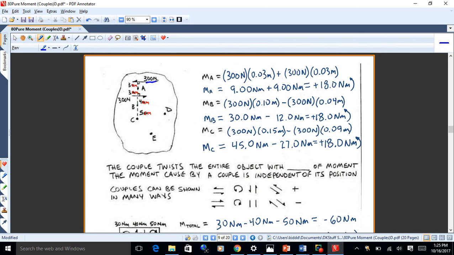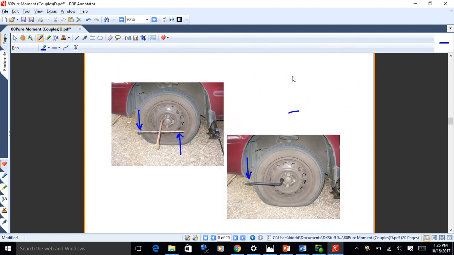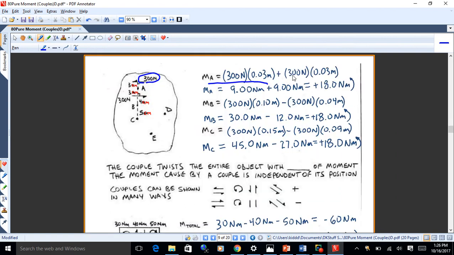And what we've got here is 300 newtons, and we're going to call that 3 centimeters. So that'll be times 3 centimeters, times 0.03 meters. And that would be positive for the top one. And then the one below is 300 newtons times 0.03 meters also positive by the moment convention.